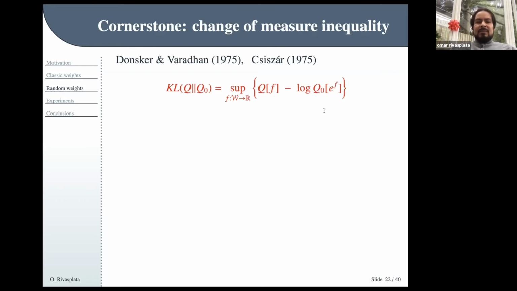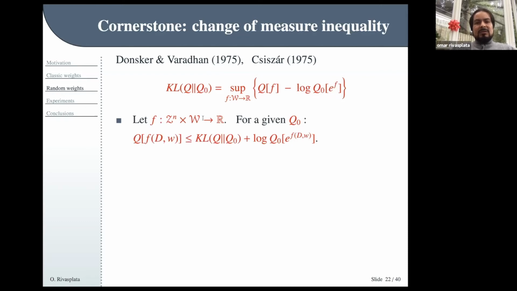The idea in deriving PAC-Bayes bounds is to extend these to functions that don't depend just on the weights, but depend on data as well. In the variational characterization of the KL, the Donsker-Varadhan equality, the KL is exactly equal to this supremum. But if you fix one special function, then you get KL greater than or equal to the expression for that fixed function. You have the Q average of the chosen function, with respect to the weights, and then the KL and the exponential moment term with respect to the fixed distribution Q-naught.